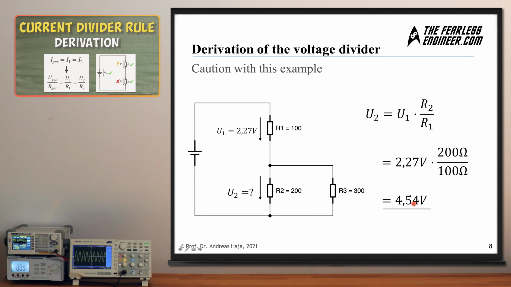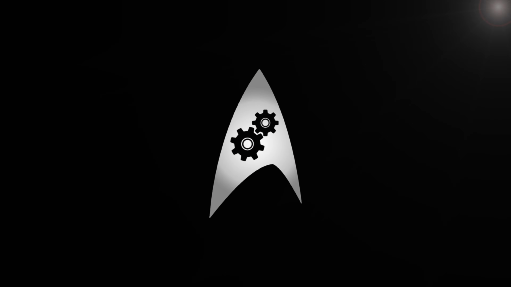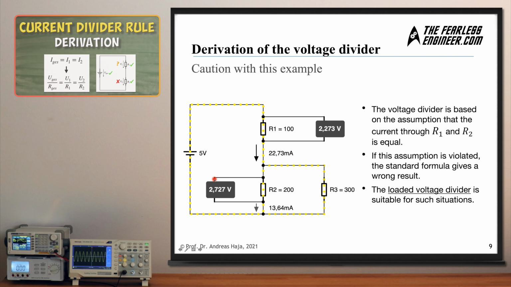And if you check this with the simulation results, you will find this on the next slide. As you can see, the voltage drop is much lower. It's only at 2.727 volts. And the voltage drop across the topmost resistor is at 2.2273 volts. So the sum is still 5 volts, but the distribution ratio has changed.